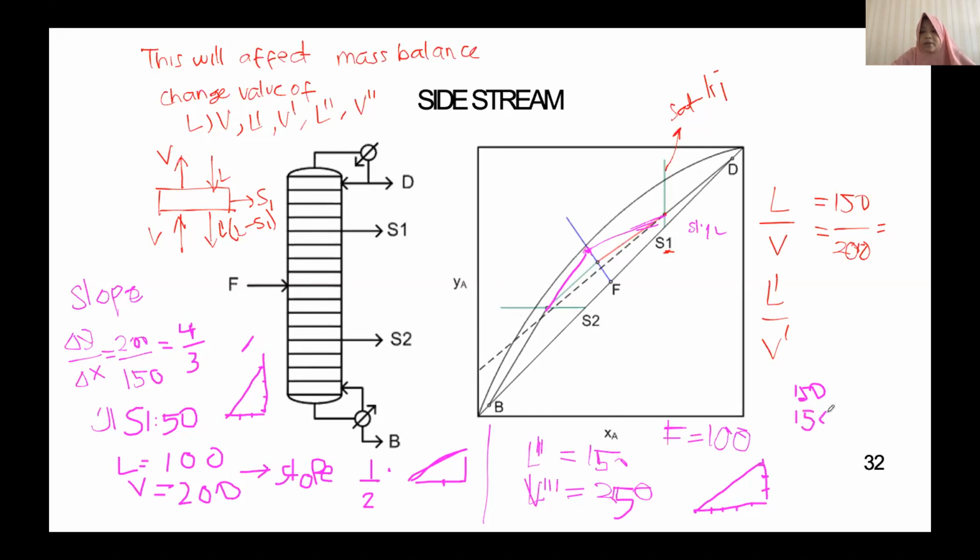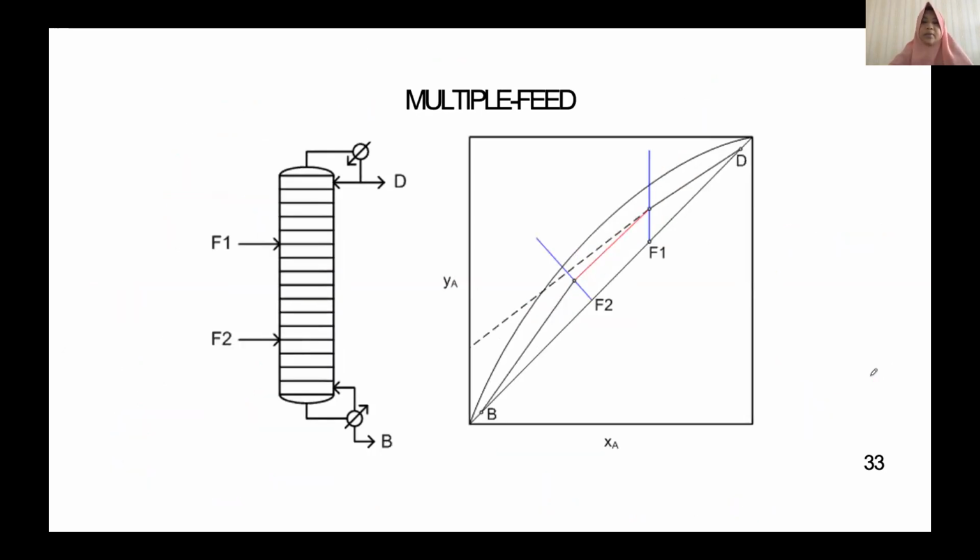This is just an example just to show you how to calculate the gradient, or the slope. So then it would be again the gradient of that one. Okay, so all the changing, always do that based on the amount of vapor and also the amount of liquid. But the difference for side stream, the stream is taken out. It's withdrawn, and for multiple feed, the feed is put inside in the mass balance. So this is for the side stream, and this one is the multiple feed.